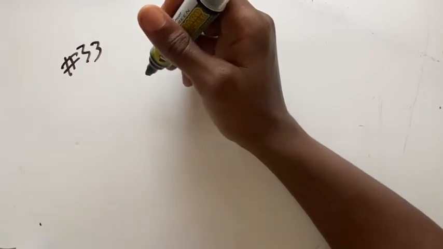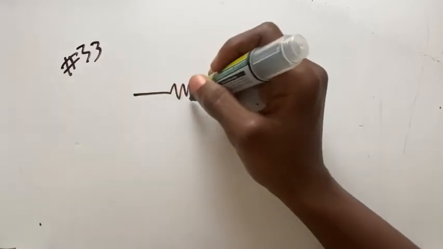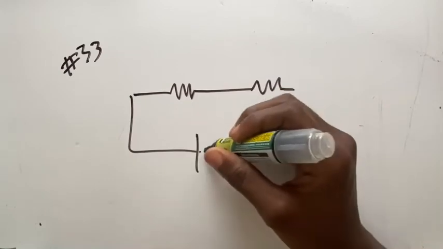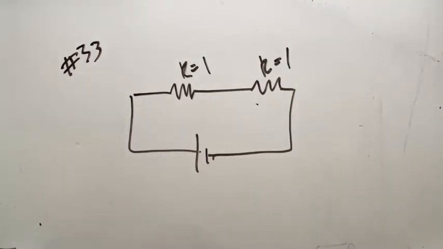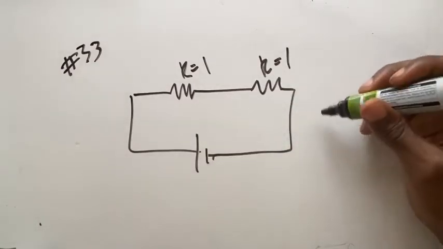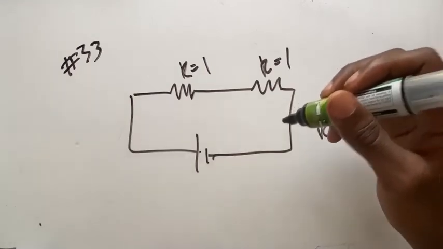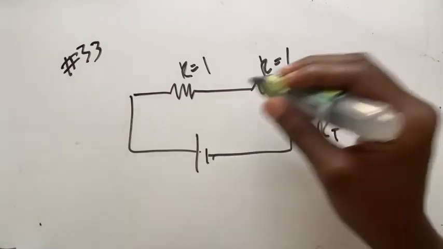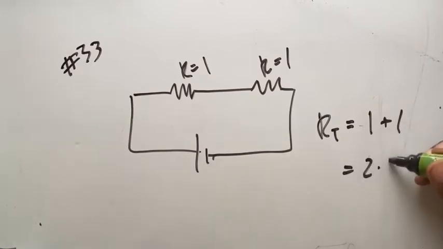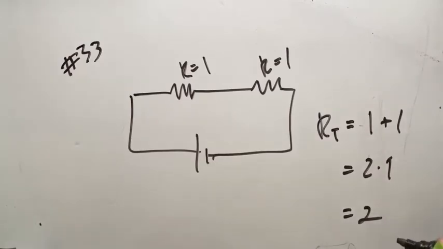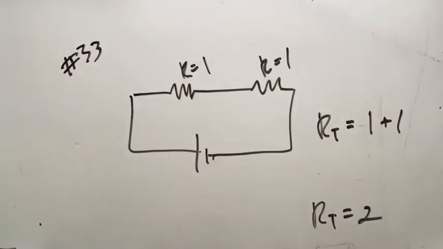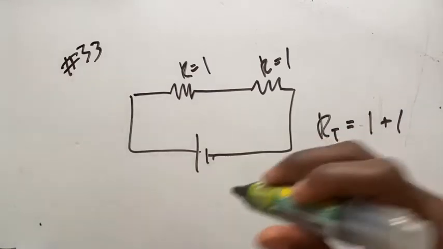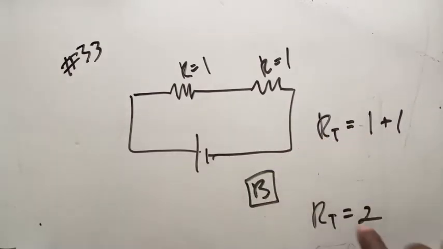Number 33 says a pair of 1 ohm resistors are connected in series. So here's our resistors. They're connected in series. The resistance of both of those is 1. Now it's asking us what is the combined resistance. Well, this is similar to that light bulb problem I did. Our total is basically 2 times 1, or 1 plus 1. Basically add them up. You could do 1 plus 1, or 2 times 1, because they're both the same. Either way, it's going to give you 2. We just add them up. So the resistance is going to be B. The total resistance is going to be 2. You can just add these up.